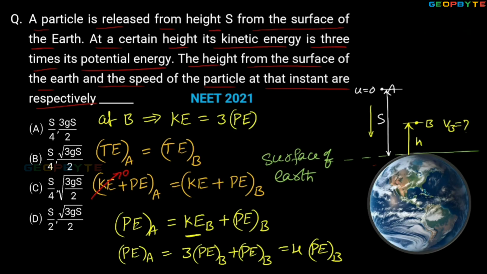Potential energy at A is at a height of s. Therefore, mgs must be equal to 4 times mgh, where h is the height at B. Now the mg part is cancelled. Then s equals 4 times h. Therefore, the height at that particular instant equals s by 4. Now, that is the height.